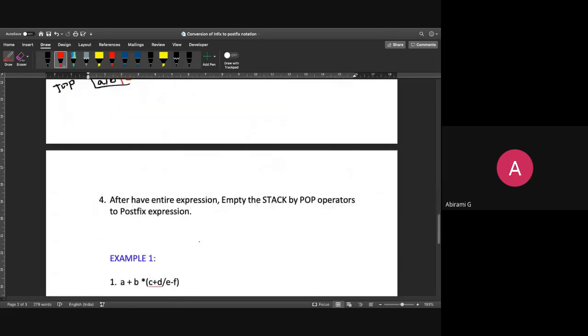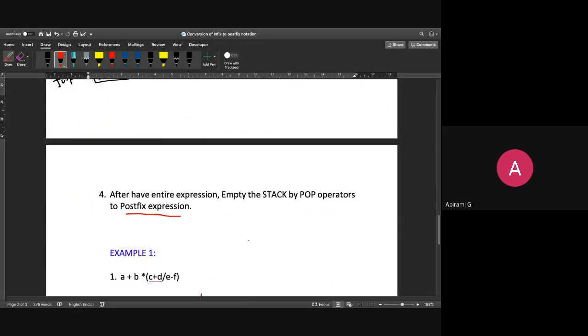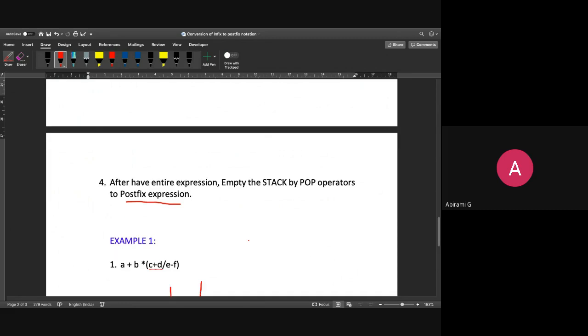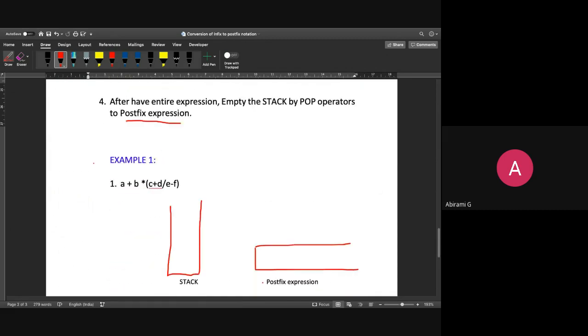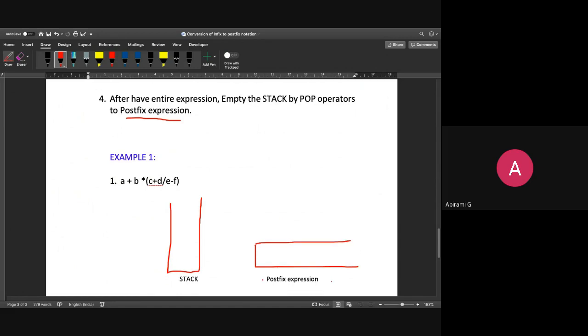The fourth rule is, after reading the entire expression, empty the stack, which means popping all operators present in the stack and placing them into the postfix expression string. In this session, we discuss only this method, not the tabulation method. That is, we draw the stack and the postfix expression string. In the next session, we discuss the tabulation method.